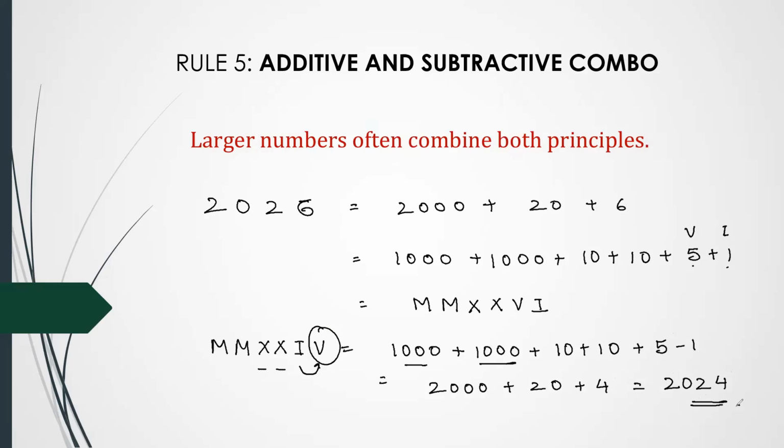We have 5 different rules. First is the rule of addition. Then we have the rule of subtraction. We have the rule of symbols, which symbols are repeated and which symbols are not repeated. And lastly, we have rules of writing a number where addition and subtraction as a combination are used. I hope this particular concept is clear through this video.